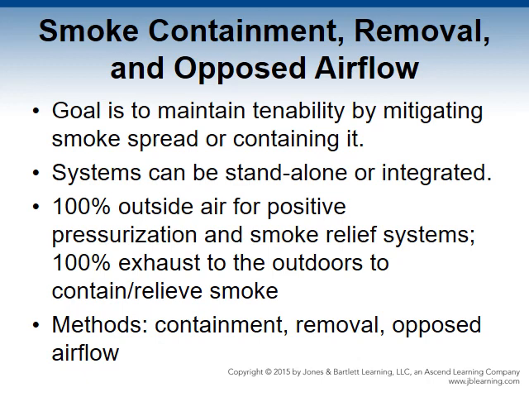The basic goal of smoke control and management is to maintain tenability throughout a building by mitigating smoke spread beyond the area or volume of fire origin, or containing it completely within that space. Smoke control techniques can be standalone or integrated into building-wide smoke management systems. All systems discussed here use 100% outdoor air for positive pressure and smoke relief systems, with 100% exhaust to the outdoors to contain and relieve smoke. The three general methods are containment, removal, and opposed airflow.